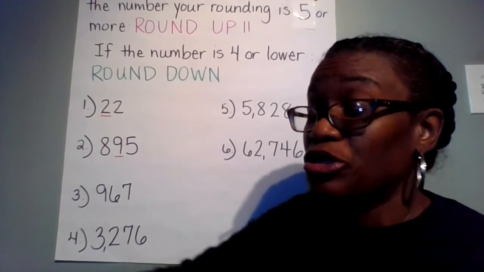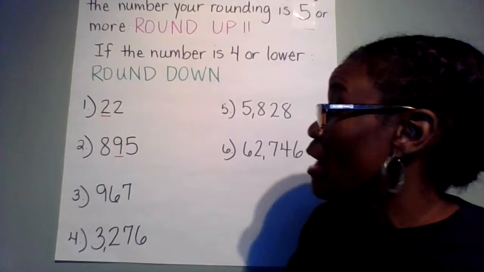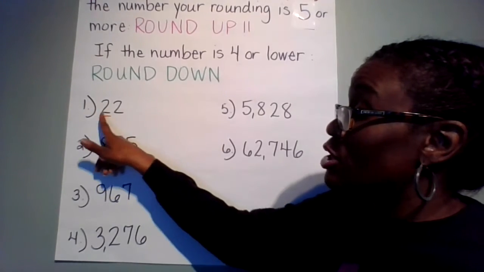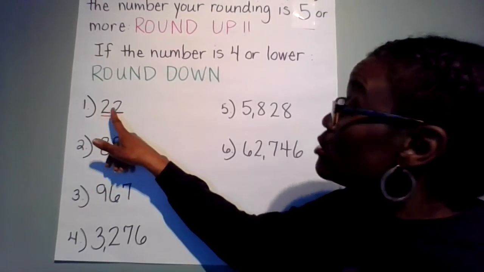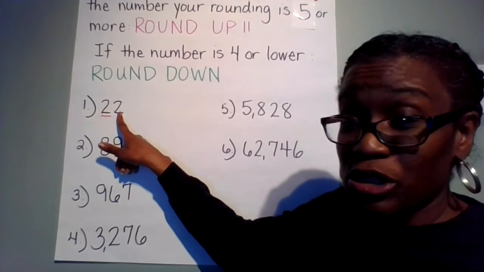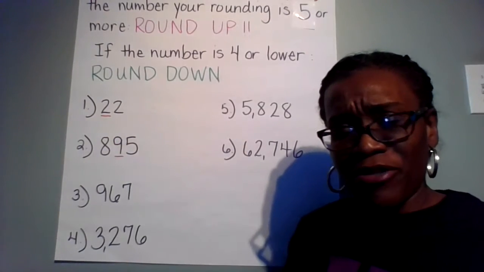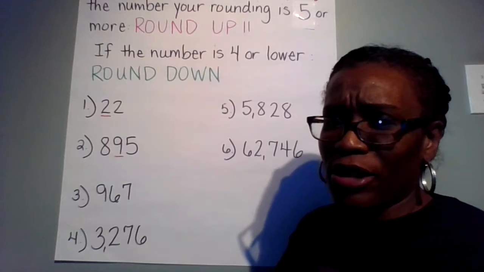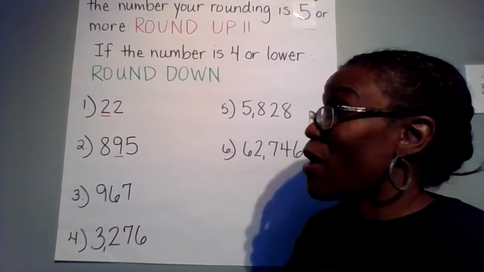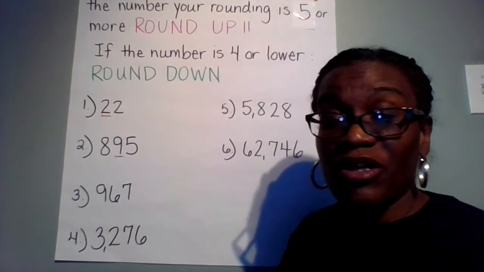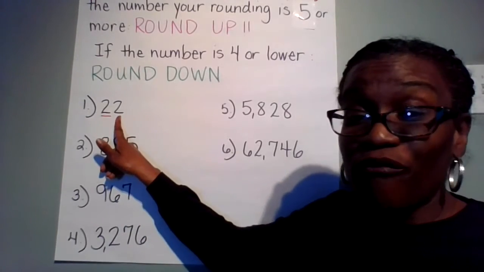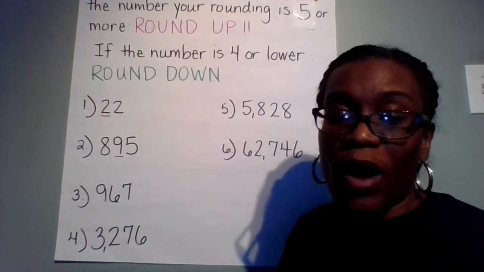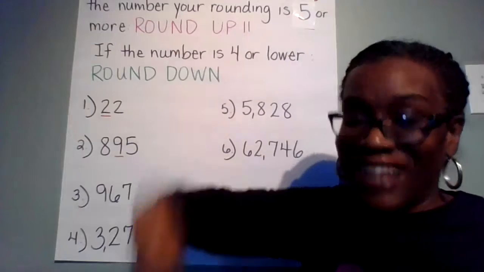I'm going to do 1 and 2. We're going to round to the tens. And so we need to look at the number that's right after it. So if this number is 2, is it bigger than 5 or smaller than 5? That's right. 2 is smaller than 5 and it's below 4. So we're going to round down.